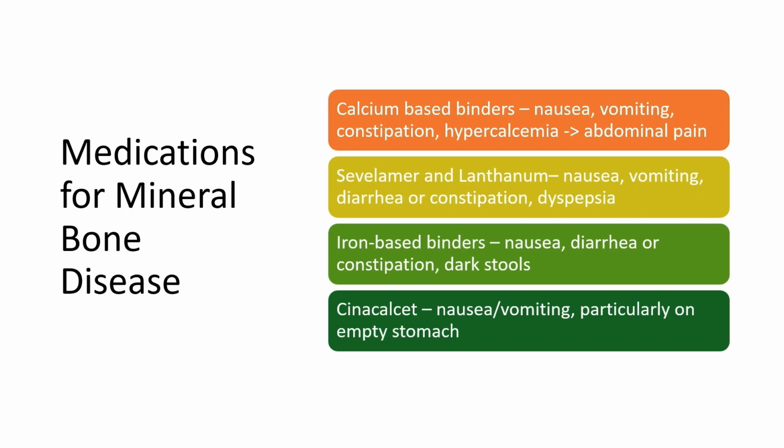Right, and then pretty much all of the binders that we use for phosphorus have the risk of nausea, vomiting, constipation, and diarrhea. With calcium-based binders, they can also develop hypercalcemia, which could cause abdominal pain. Sevelamer and lanthanum, I would argue not to use those in patients that have a history of ileus because of the risk of kind of intestinal mucosal injury if they do develop severe constipation.